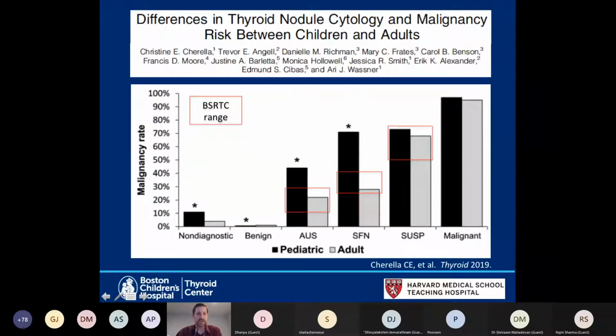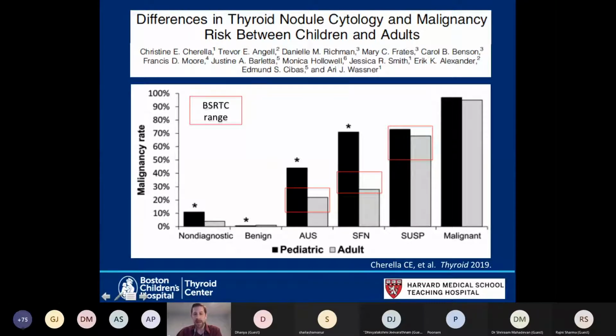So this is the largest single center study that's been done on this topic. So we published this a couple years ago, looking at malignancy rates in different cytological categories evaluated in the same institution between children and adults. So that's very important because there's a lot of variation in how cytology is evaluated among pathologists and centers. So having evaluation of children and adults in the same center is quite important in comparing.